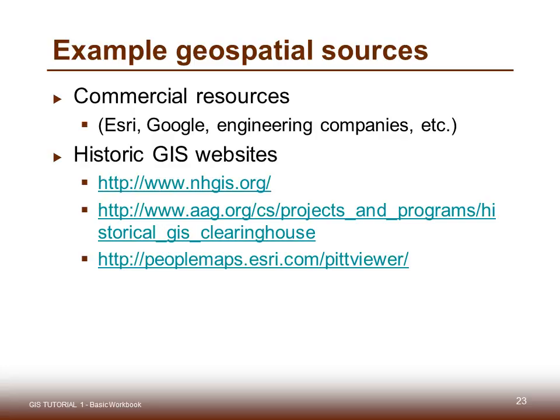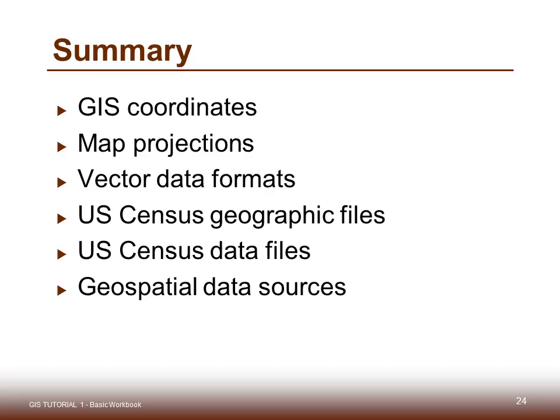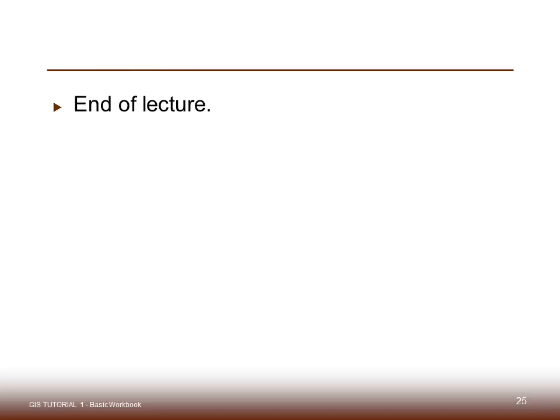Historic GIS websites include nhgis.org, the Projects and Programs page for the Association of American Geographers, and the People Maps page for Esri.com. In summary, we went through, over the last several lectures, GIS coordinates, map projections, vector data, map formats, U.S. Census geographic files, and finally, census and other data files. And this concludes the lecture for this section, which focused on Tutorial Chapter 5.